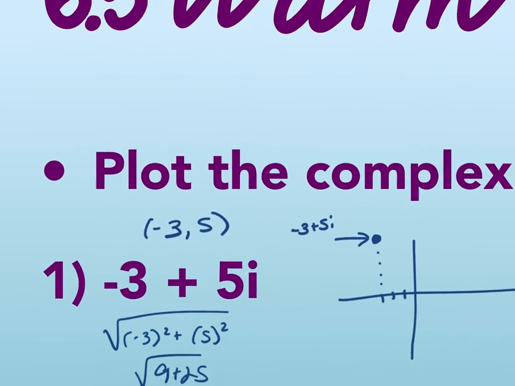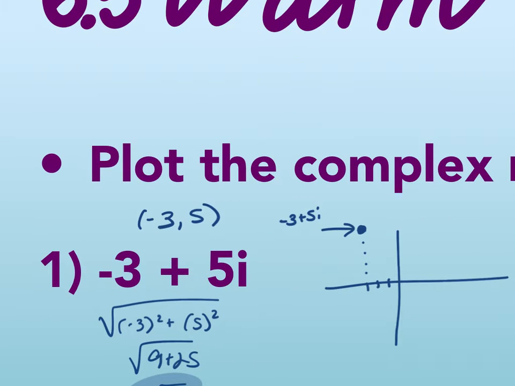Number 2, I would go just down 5 places. And then absolute value, square root of 0 squared plus -5 squared, square root of 25, which brings me back to 5. Questions on either of those?